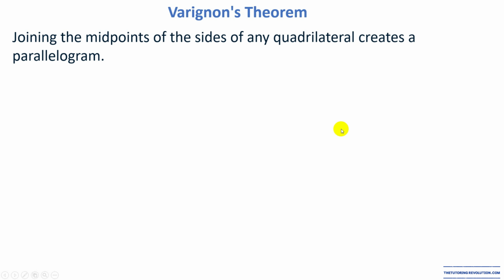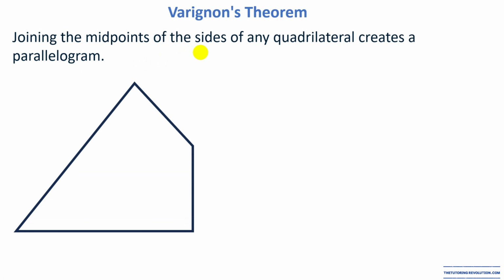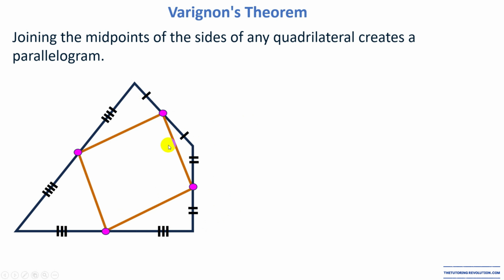Varignon's theorem says that joining the midpoints of the sides of any quadrilateral creates a parallelogram. Basically, we have here a quadrilateral. It is an irregular quadrilateral. We're gonna place the midpoint of this side, of this side, of this side, and of this side. And we're gonna join those midpoints. So Varignon's theorem says that this figure that we create, this quadrilateral that we create, is a parallelogram. That's what the theorem says.